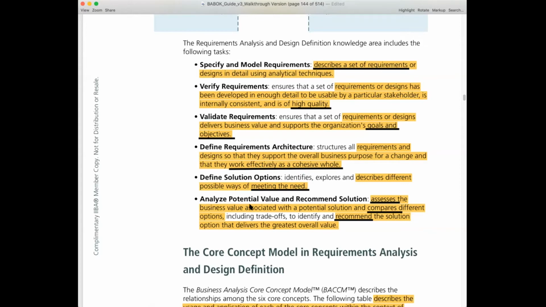And then analyzing potential value and recommending solution is where we're going back to these design options and assessing them, and determining the value of each of the requirements that are within those designs, and then discussing some trade-offs between each option, and then eventually recommending a solution for the best overall option that's going to generate the most value.